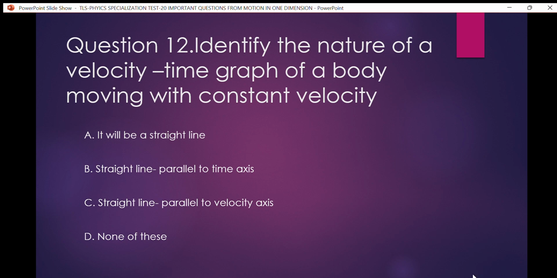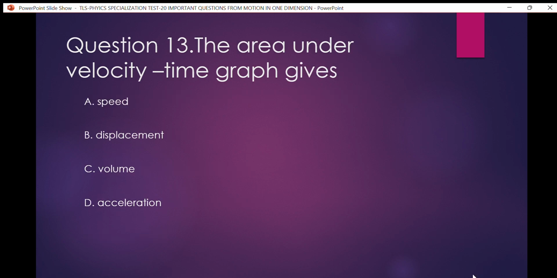All right, we'll go to question number 13. The area under velocity time graph gives what? So you know the velocity is mentioned along y-axis and time is mentioned along x-axis. So the area under velocity time graph gives, of course, displacement, right? Velocity is displacement by time. So velocity time graph gives the displacement.